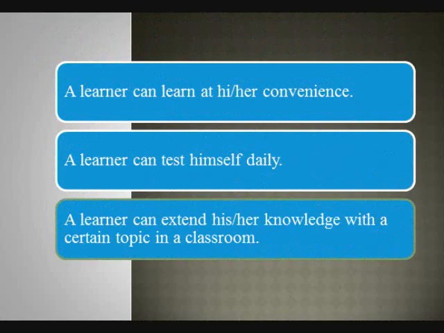A learner can learn at his or her own convenience. Computer and internet allow learners to become more comfortable and allow them to do things more easily. A learner can learn during his or her own peak learning time and learn at his or her own speed. A learner can test himself daily. With online learning, a learner can take quizzes and tests easily, instantly receiving the results and finding out how well he or she is doing in a course.